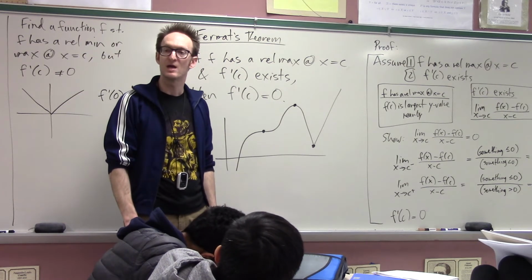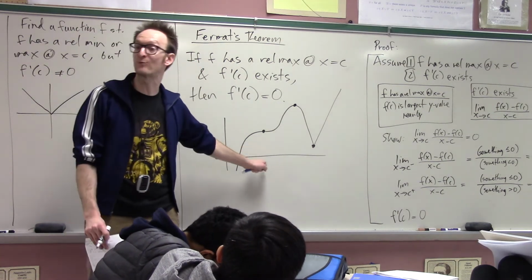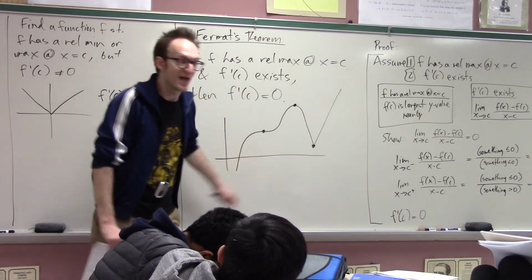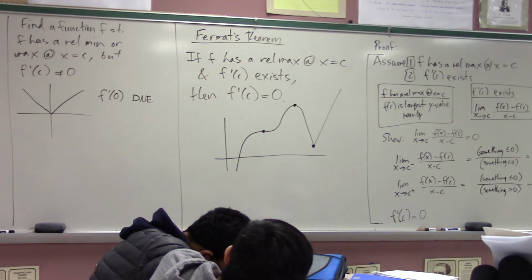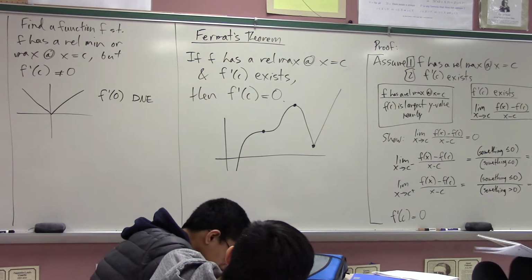And endpoints? This is the method for finding relative extrema. And Svetlana says, if you check the endpoints and you also find all the relative extrema, then you've just found all the extrema. Get it?